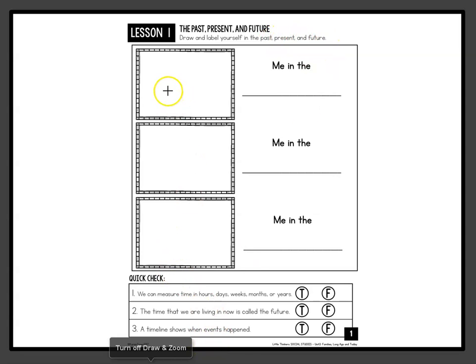Okay, so what would past Miss Melissa look like? Maybe a little girl, right? And that's my, whew, not very good at drawing with this, but maybe like that's my mom. So we're together. I'm little. So me in the, maybe I'm like in the store with my mom. So we'll say store.